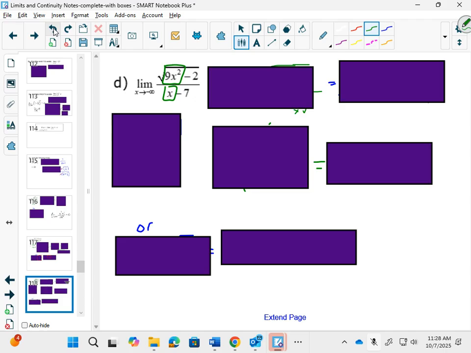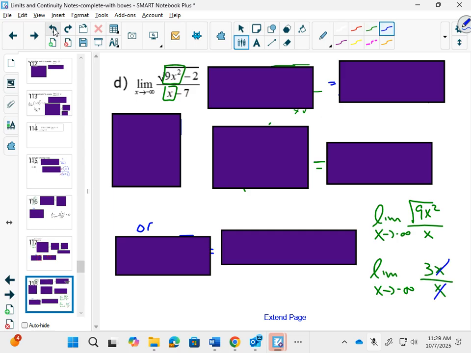So if we were just doing this mental math-wise, and I just looked at the biggest ones, the biggest one on the top is the 9x squared. The biggest one on the bottom is the x. And the number one mistake that students make is, oh, I can square root this, and that's just 3x, and it's x. So these cancel out, and I'm just left with 3, and I say my answer is 3, and I get it wrong. Why did I get it wrong?